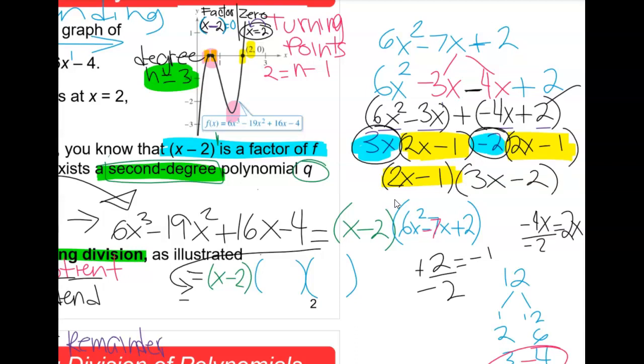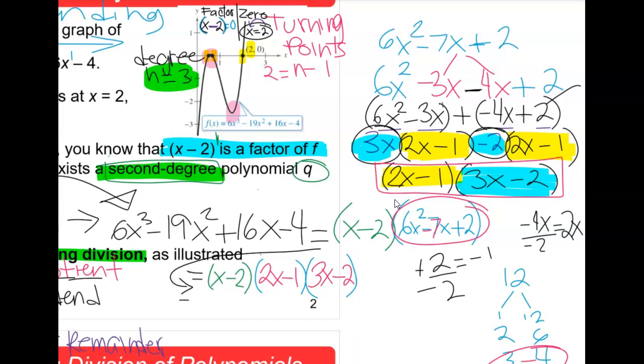Just like that. And so now we have factored that second degree polynomial, this one right here. We have 2 factors for it: 2x minus 1, and the other one is 3x minus 2. How is that useful? Well, if we set that polynomial equal to 0, we can say that each factor equals 0, and from here we can solve for x.